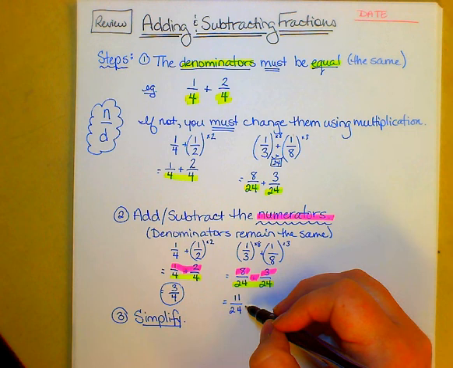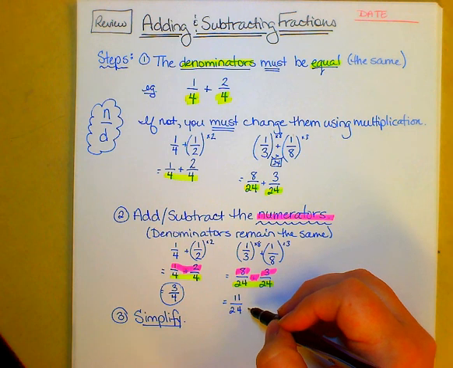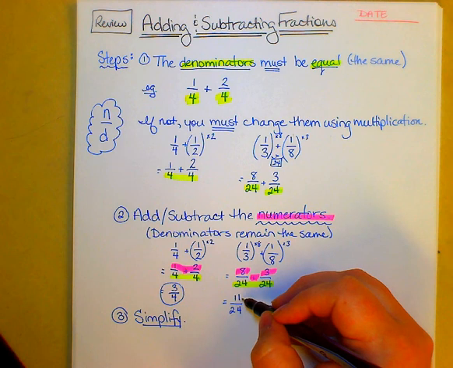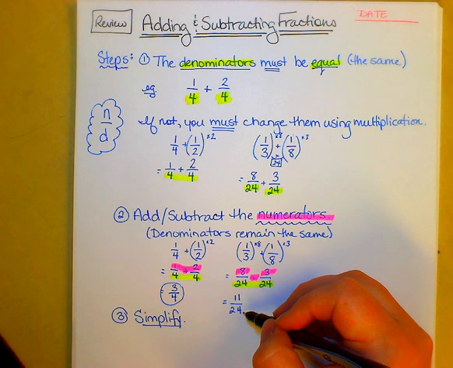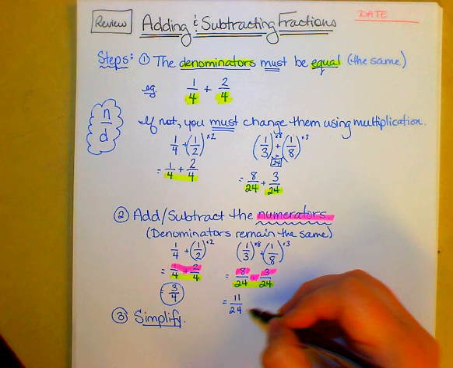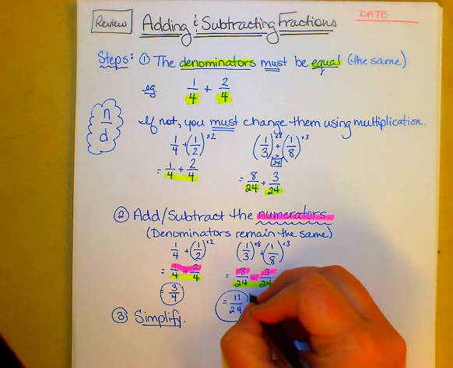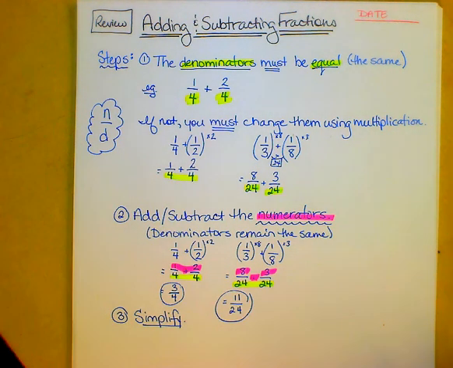What about 11 over 24? Well, again, the factors of 11 are 1 and 11. 24 can't be divided by 11. I'm not going to continually divide them by 1. So 11 over 24 is as low as that fraction will go. That is the simplest form of that fraction.